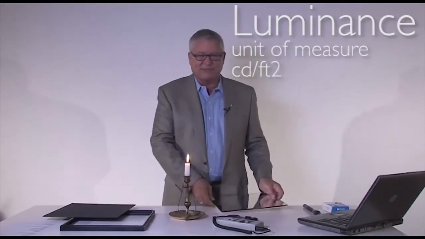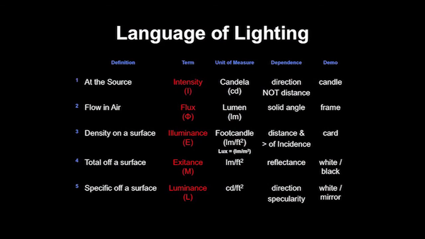It's luminance which allows us to see things. It's the luminance which enables our ability to see the world. And it's luminance that we really try to control as we design light in architectural space.